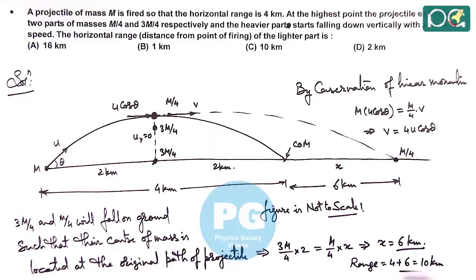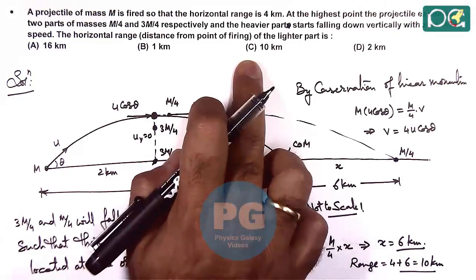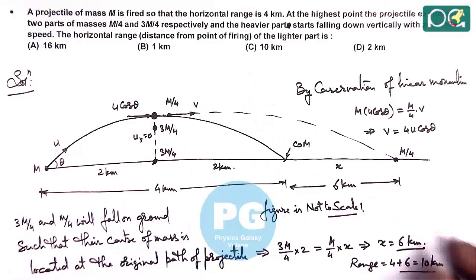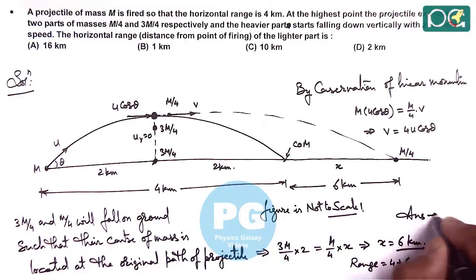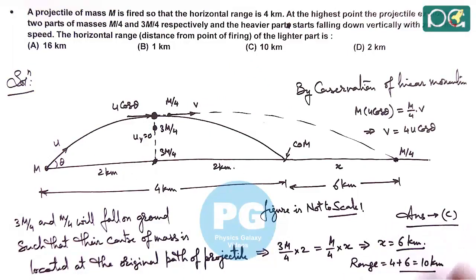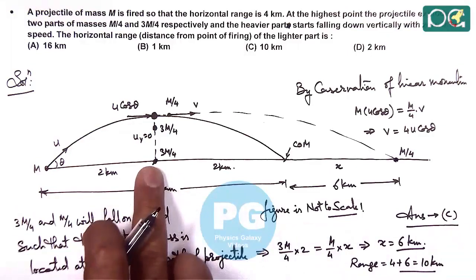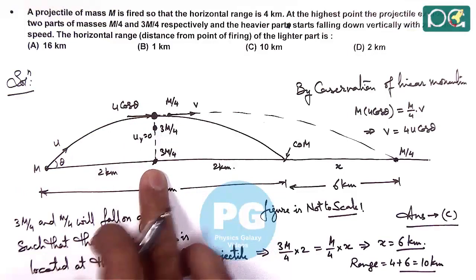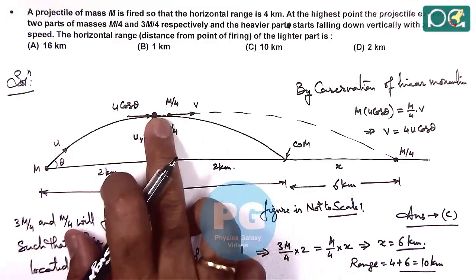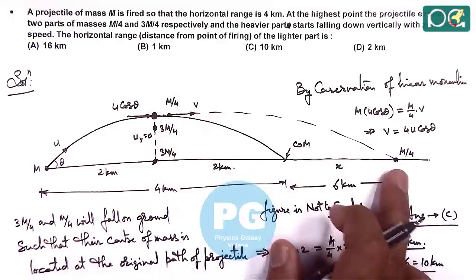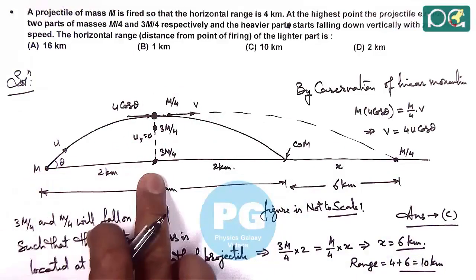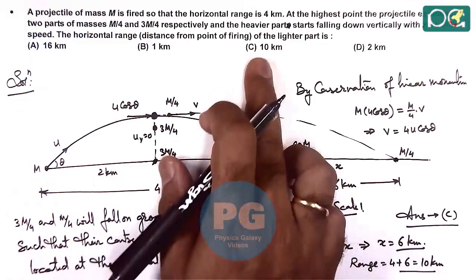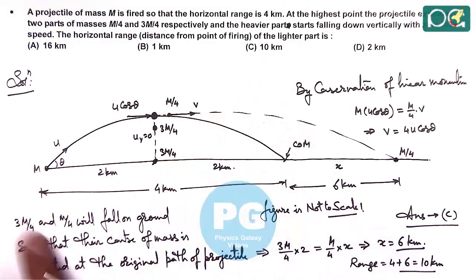So here you can see the answer to this question is option C. So this we have calculated by two methods. One is by analyzing that the time of rise and time of fall is same. So the distance covered after explosion by the mass m by 4 is 4 times that of the initial distance covered, by which we are getting 10 kilometers. And by another method of center of mass also we are getting the same result.